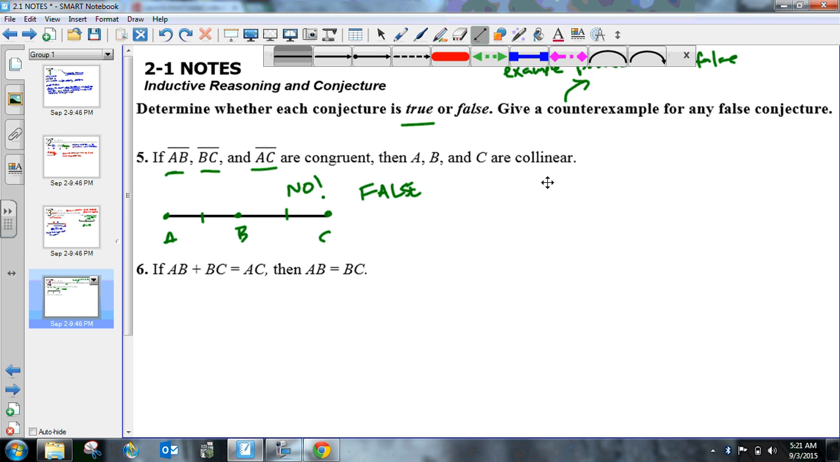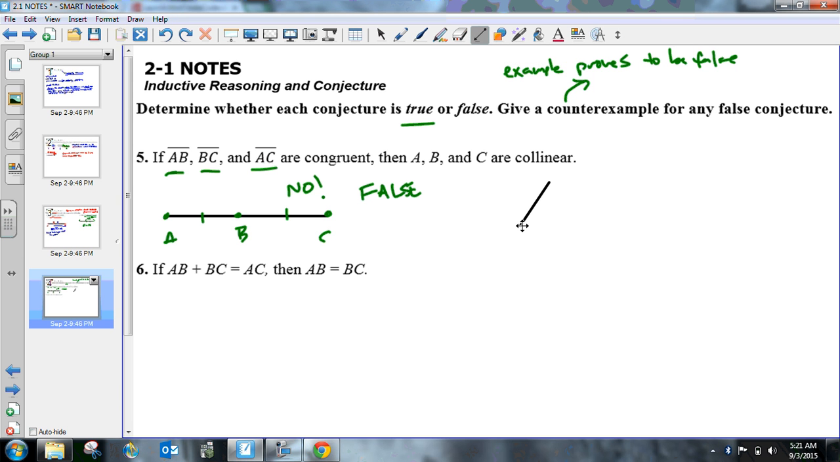But let's say I had an equilateral triangle, and I call this A, B, and C. AB is congruent to BC, which is congruent to AC. I can make the statement that 3 segments are congruent. But the question is, are they collinear? And this is not collinear. We can make the statement that those segments are congruent, but they can't be collinear. So this is a false statement.